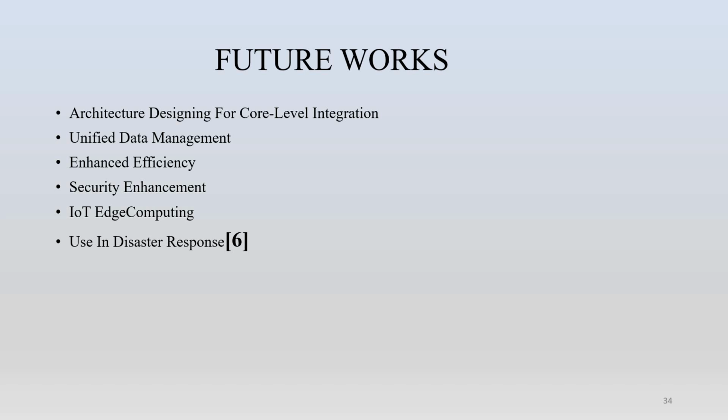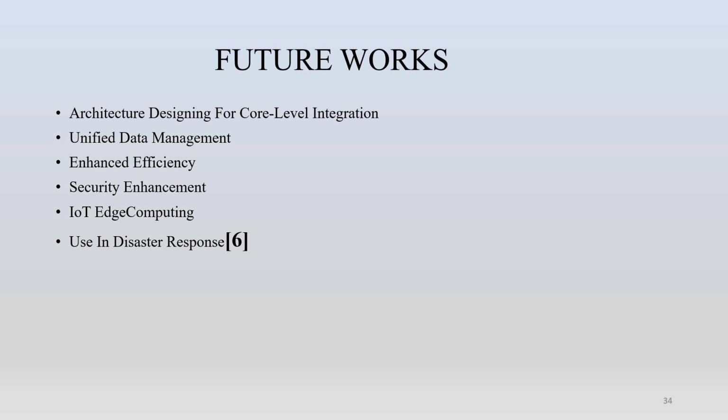Coming to security enhancement, the architecture should incorporate robust security measures to safeguard against unauthorized access, data breaches, and other potential threats. This could involve encryption protocols, secure authentication mechanisms, and regular security audits to identify and address vulnerabilities. So another one is IoT edge computing.